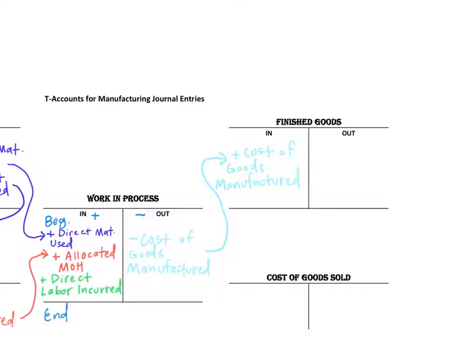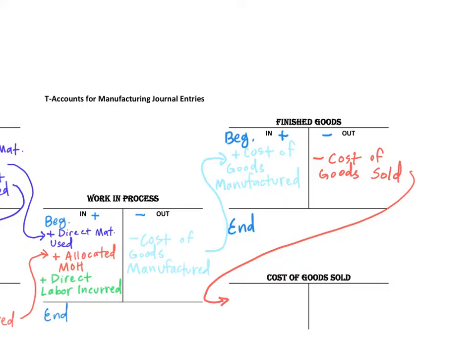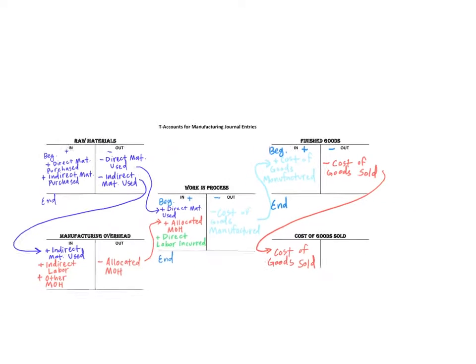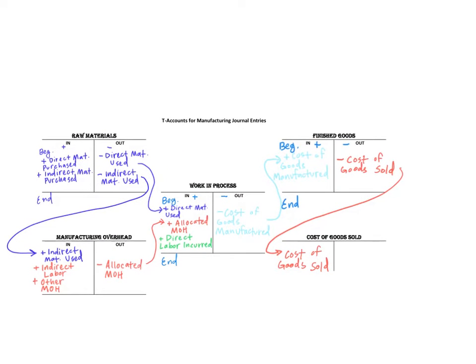Now let's complete the finished goods T account. Just like the raw materials and work in process T accounts, the finished goods T account will have a beginning balance and an ending balance on the debit side, which is the normal side. We remove costs from finished goods as our items are sold. The total cost associated with all of the items that we sold during a period is called cost of goods sold. Those costs are removed from the finished goods T account, but are then moved into the cost of goods sold expense account. This completes our diagram of the flow of costs through the manufacturing T accounts.